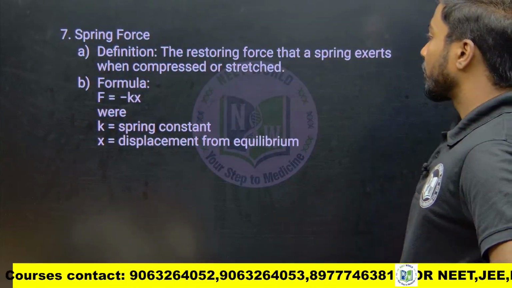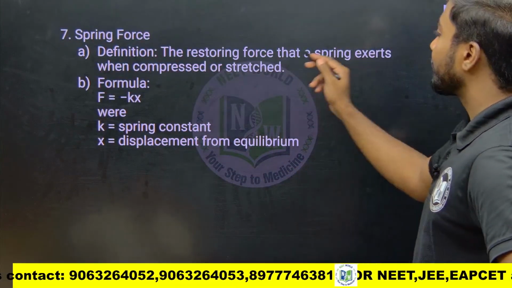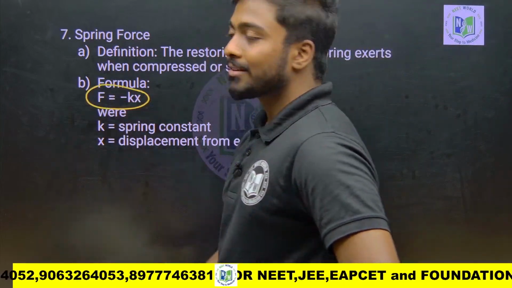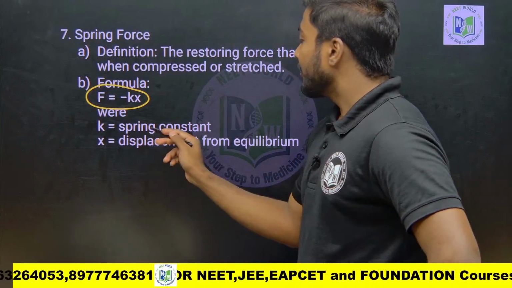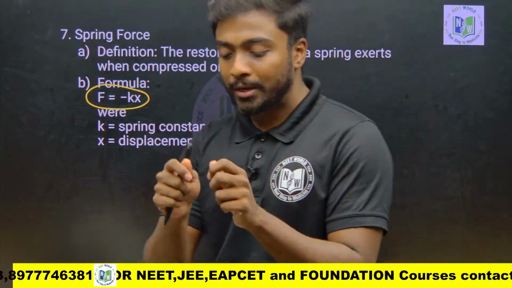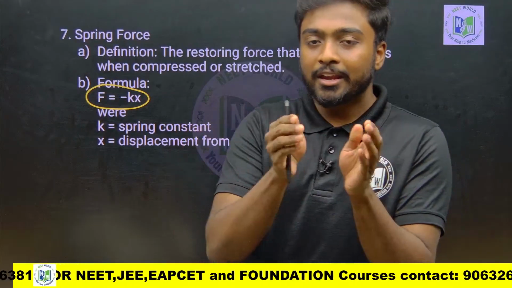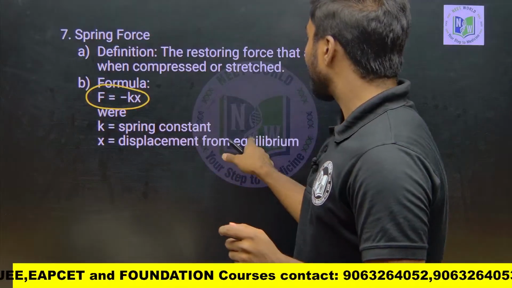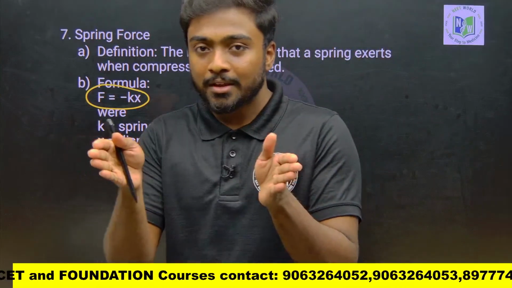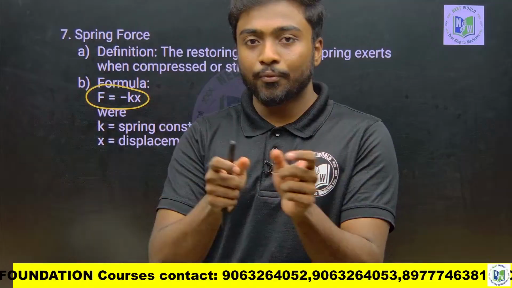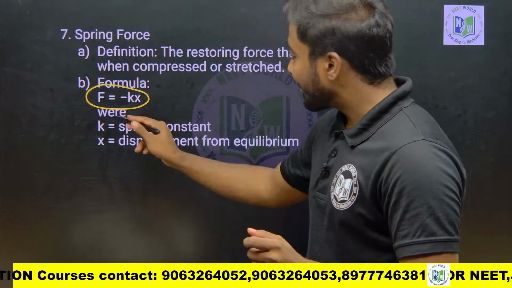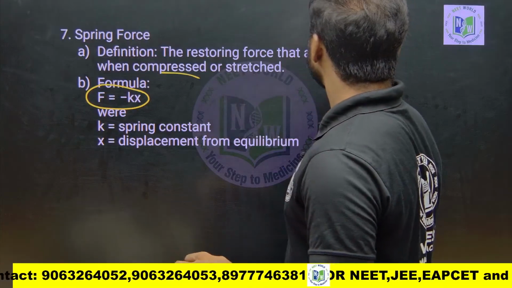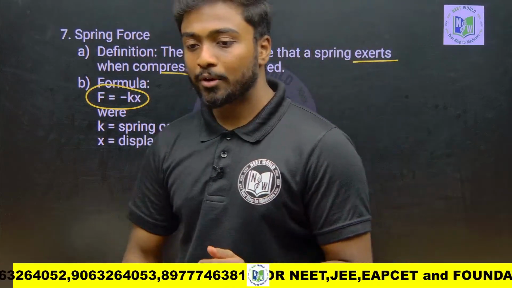Next, spring force, the restoring force that a spring exerts when compressed or stretched. The formula is F equals minus kx, where k is the spring constant and x is the displacement. Whenever I stretch a spring from initial position to final position, that x is known as displacement from equilibrium. If I am compressing, from initial to final, that displacement is also known as x only. For both compressed or extended, x is the same.